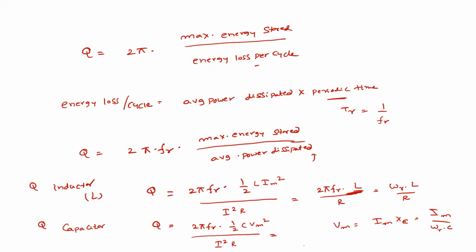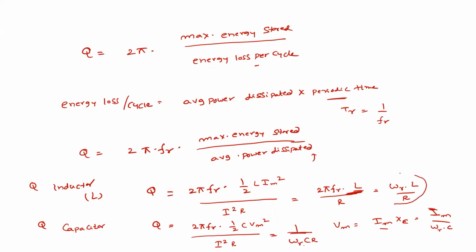Right. So now substitute. So what is Vm now? So what is Q now? This Im can be written as root 2 into I. So what is this value Q? 1 by omega_r C R. So this is the Q factor for a capacitor.